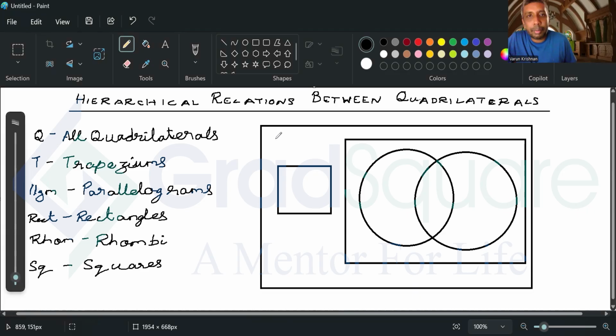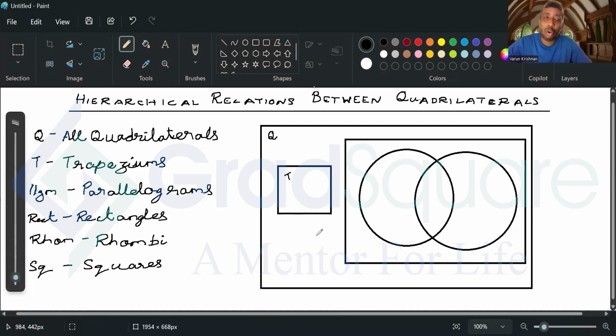Let's say that the biggest set here, the largest rectangle that I made here, is set Q, the set of all quadrilaterals. Now, some of these quadrilaterals will be trapeziums. Why? Because trapeziums are those specific types of quadrilaterals in which exactly one pair of opposite sides are parallel. So one pair of opposite sides are parallel, the other pair are not parallel. That is the set of trapeziums, and that's a subset of all the different types of quadrilaterals.